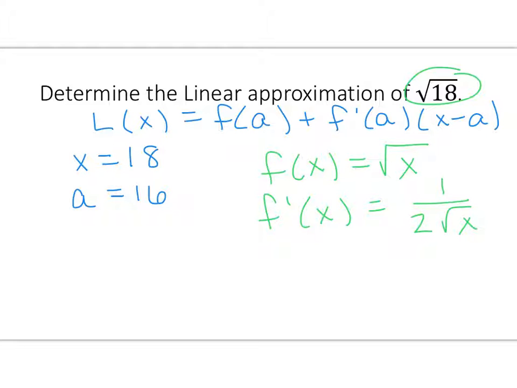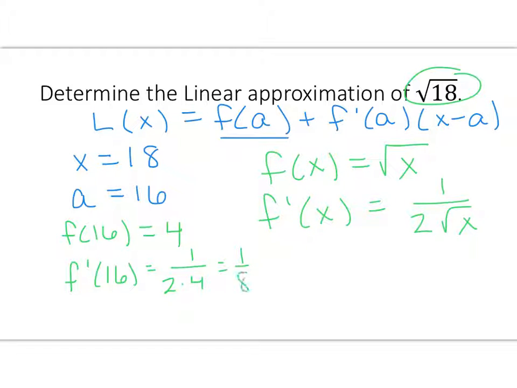Okay, so now we're just going to plug in what we know. So we need to know what f of a is. So f of 16 we know is equal to 4. And then we also need f prime of 16, which will equal 1 over 2 times 4, which is 1/8. All right, so I'm going to run out a little bit of room. We know I usually do that.